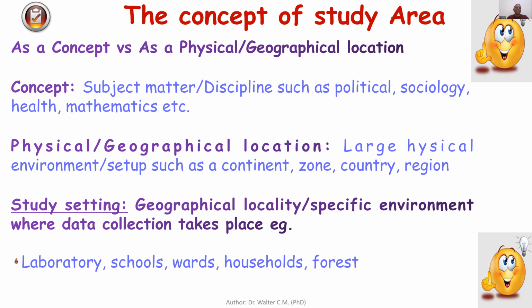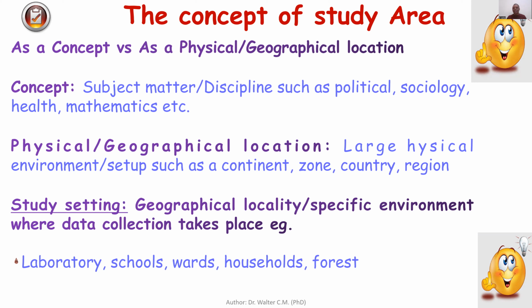And then you can define a study area as a physical or geographical location. Here we are talking of a large physical environment or setup. If we define it as a physical being or geographical location, it means that it's a kind of large environment or space or setup. We can talk of continent or zone, country, region. Those physical places can be defined as study areas. So when we say study area, it means that we are in the broad perspective.